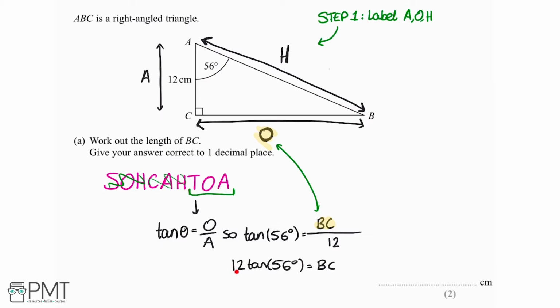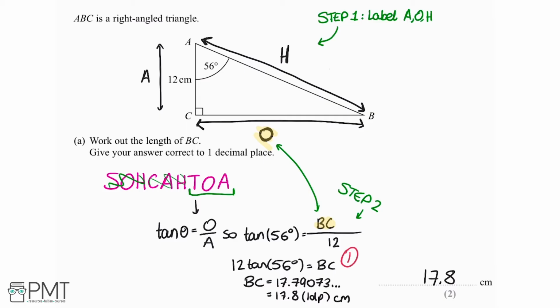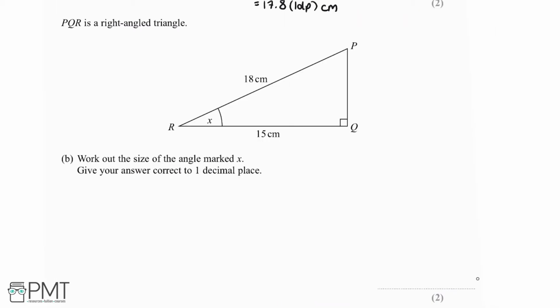BC. So if I put all of this into the calculator, I'm going to get that BC equals 17.79073... But we want that to one decimal place, so that's going to be 17.8. So the final answer here is 17.8. So we get 1 mark for our working over here, and 1 mark for the correct final answer to one decimal place. Now for part B, we're told that PQR is a right angled triangle.